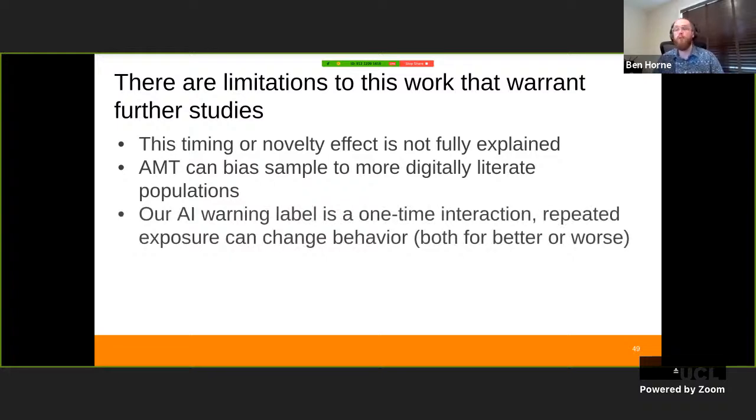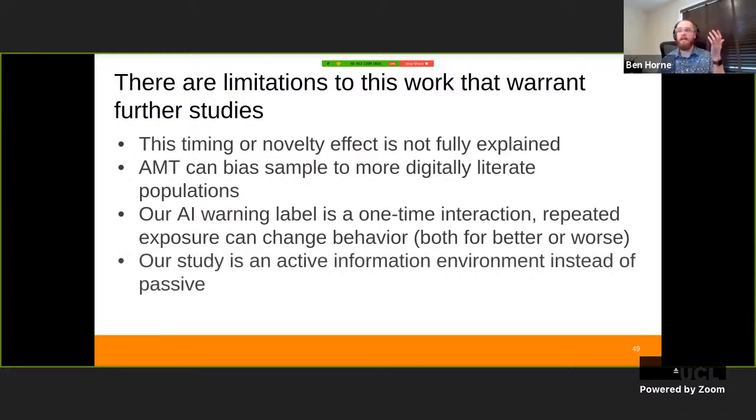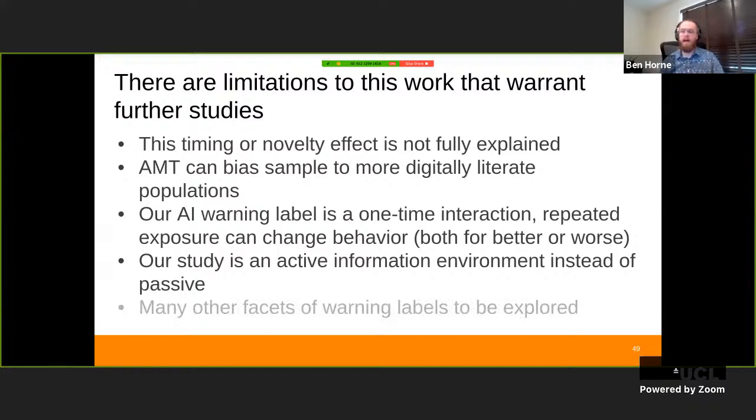Importantly, the AI warning is a one-time interaction. There's lots of concerns in the literature about what happens over repeated exposure. Does that change behavior for the better or for the worse? And then finally, our study is in an active environment, which I think is really important, right? So we're telling them to read a news article and they're fully reading it and giving us reasoning. Whereas if I'm on a social network, I'm often scrolling past these things passively. And if I see a warning label in passing, that doesn't necessarily mean I don't store that information as true. So there's a complex environment here that needs to be tested. And then, of course, there's many other facets that we don't test here. This is just one small part of that gap, hopefully to help build correct computational models and outputs.